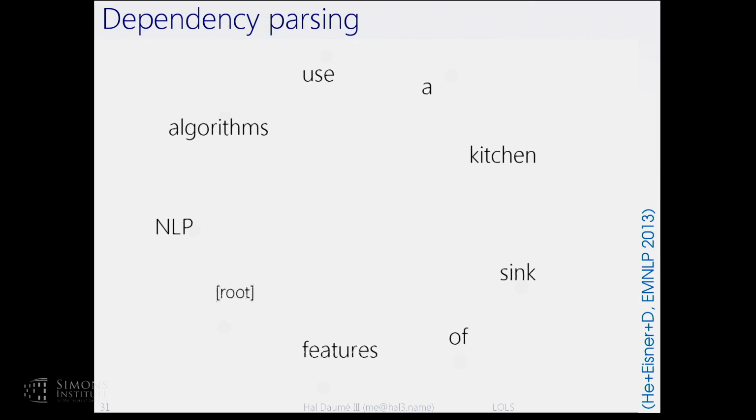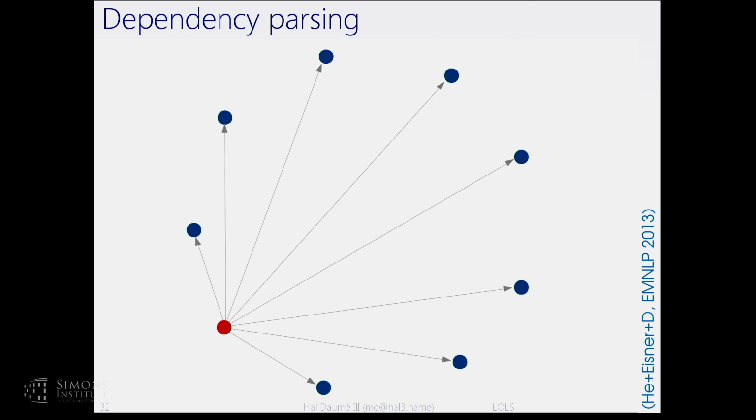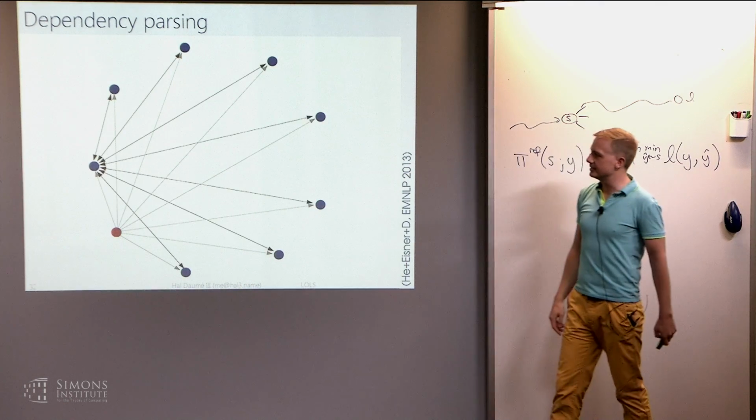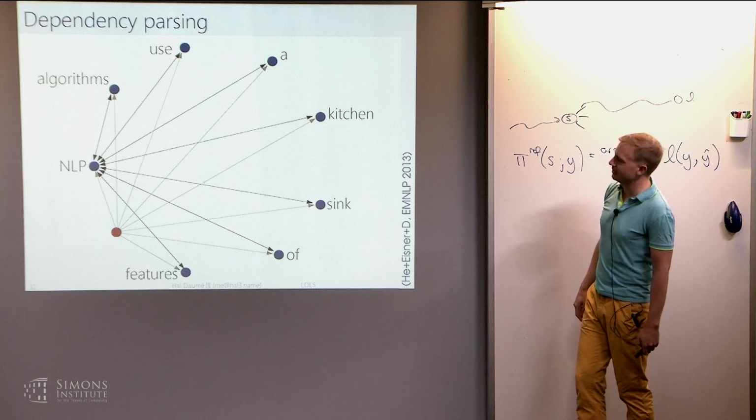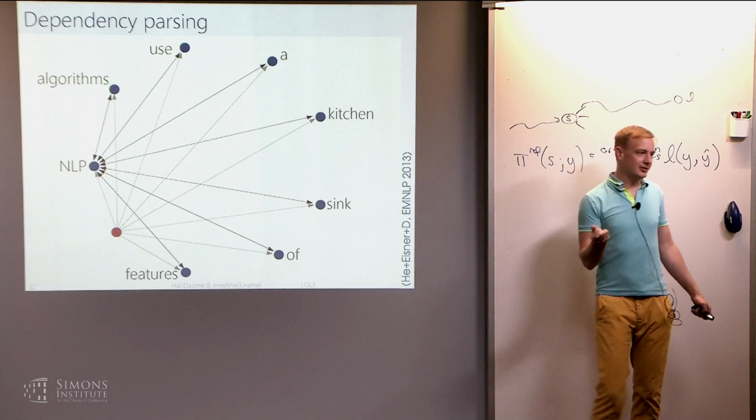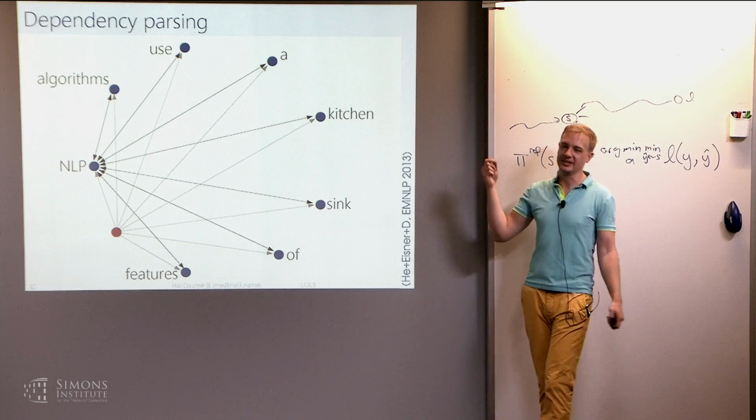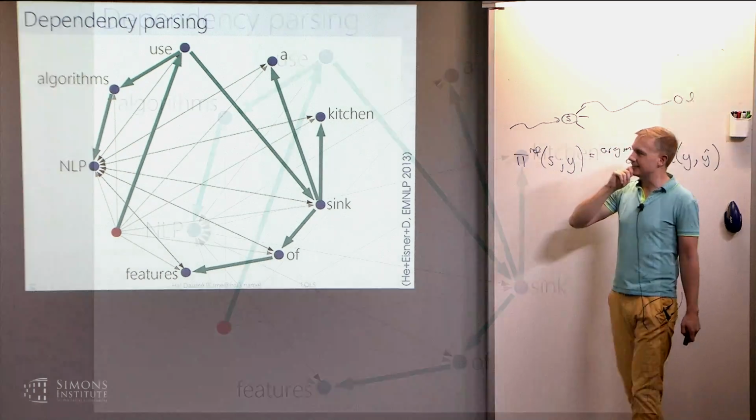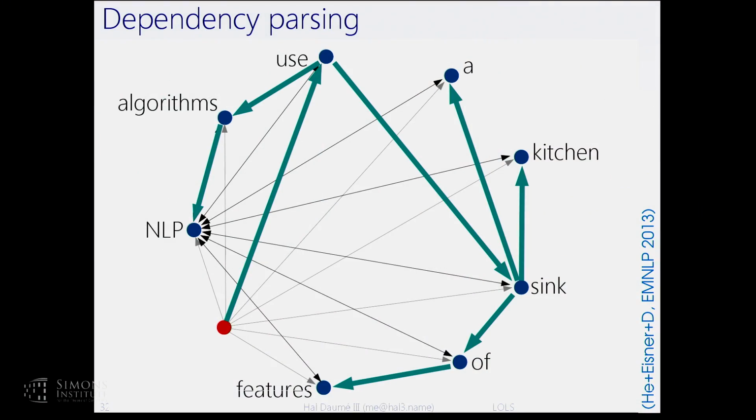So what is one way that people do this? One way is to think of it as a minimum spanning tree problem. We have a big graph that's fully connected. There's a unique node, which is the root, and otherwise all of the nodes are words in the sentence. And any directed spanning tree of this graph corresponds to a parse tree of the sentence. In particular, that's the gold standard tree.